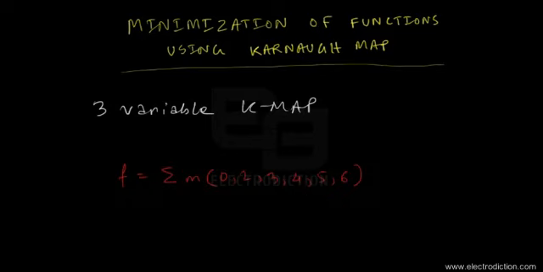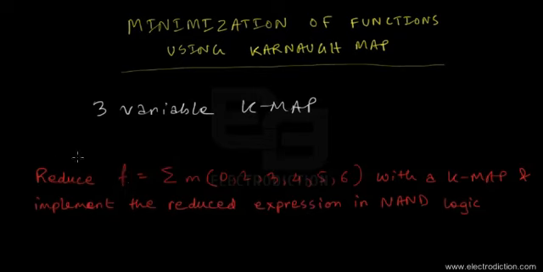Okay, so now over here we can basically see the problem statement that we have in order to illustrate the example. It says reduce the function f, that's just given over here, with a K-map and implement the reduced expression in NAND logic. Okay, so here we can see, if we just take a good look at the function that's just given over here, that the highest cell number within the brackets is basically 6.